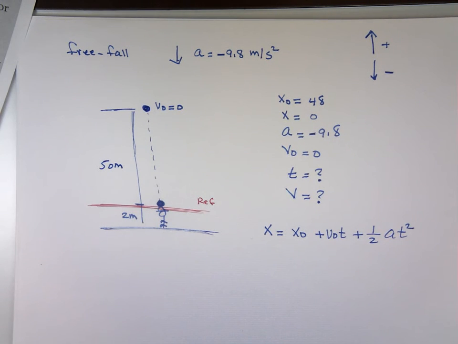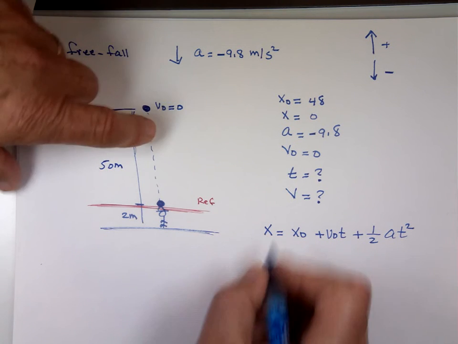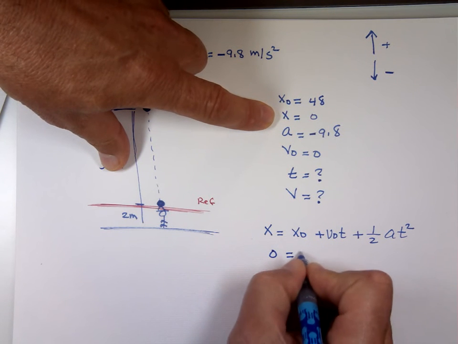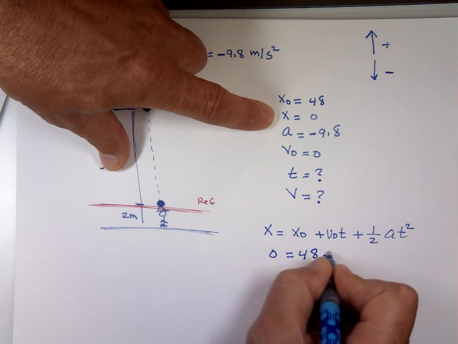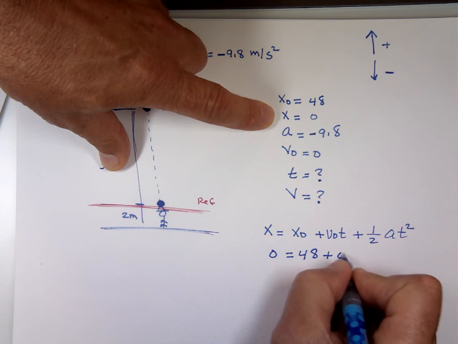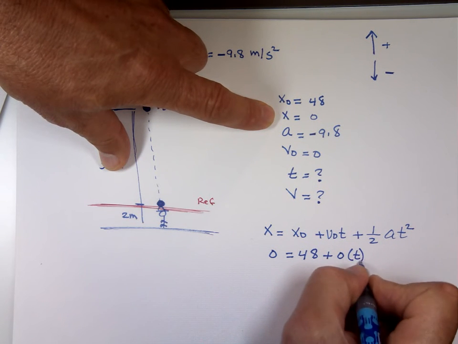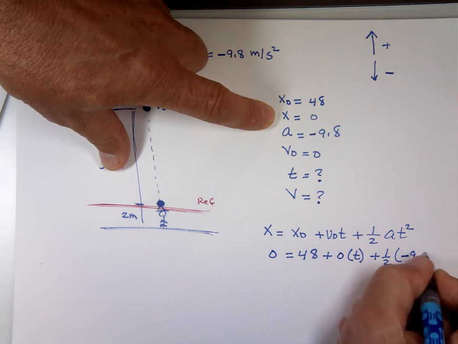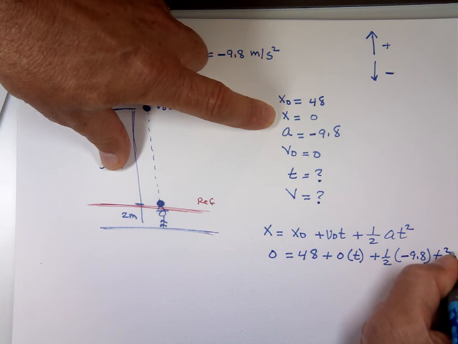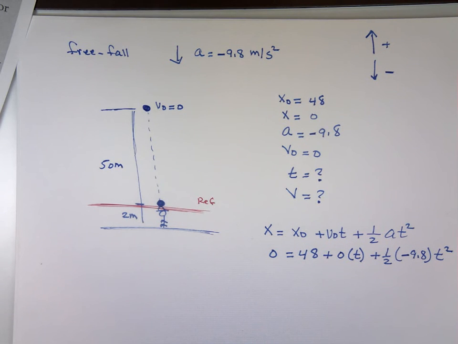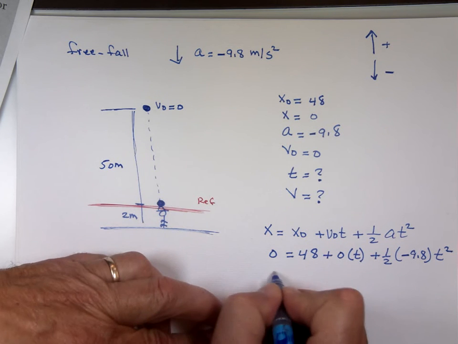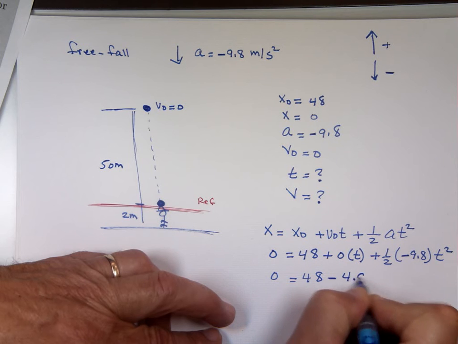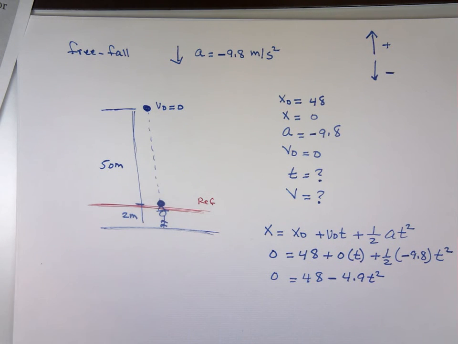What is my final height? 0. What's my initial? 48. What's my initial velocity? 0. What's the time? Unknown. 1/2 times negative 9.8 t squared. How many unknowns in that equation? 1.